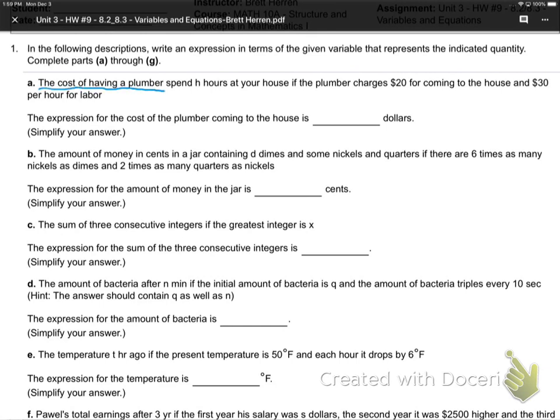The cost of having a plumber spend H hours at your house if it's $20 for coming and $30 per hour for labor. $20 for coming, $30 per hour for labor. So let me give you a chance. Can you write a formula using H? Something like 7H plus 3, or something like that. Can you write a formula? Let me give you a second. See if you can write a formula using those ideas and H. What's the formula? It's not 7H plus 3.